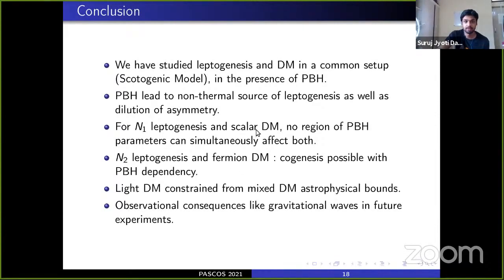Unless this dark matter is very light, so we have considered the other case, where it is possible to have light dark matter and some cogenesis with some dependence on the PBH parameters. We have seen that the constraint from the light dark matter has basically ruled out most of the otherwise allowed parameter space. And the range of PBH masses we have used can have some observational consequences in the form of gravitational waves in future experiments.